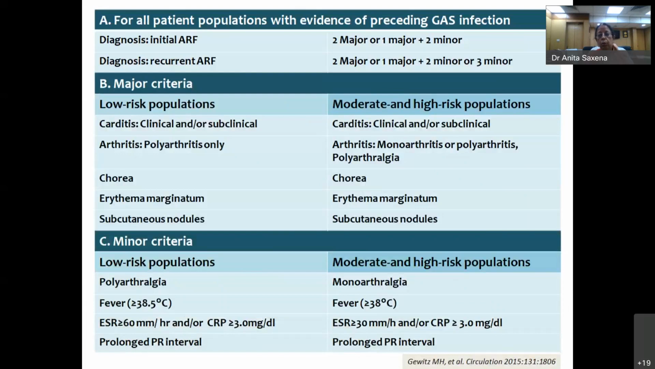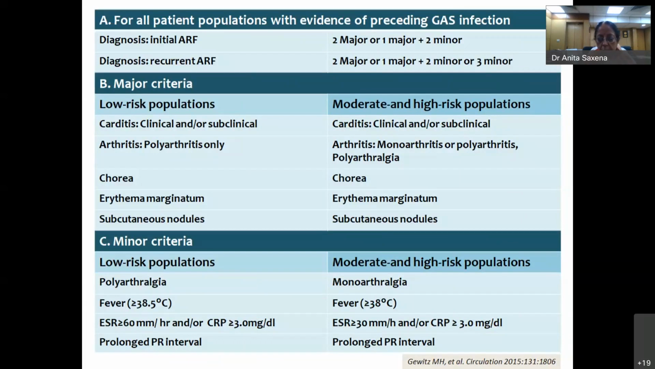So this is the 2015 modification. There are two things that they have done. One is, of course, they divided the population into low and moderate-high risk, but they've also defined criteria for recurrent ARF, something that was not mentioned in the original Jones criteria. So here for initial ARF, you have to have two major or one major plus two minor, but for recurrence, you could have even one major, even three minor criteria to call it recurrence of rheumatic fever.